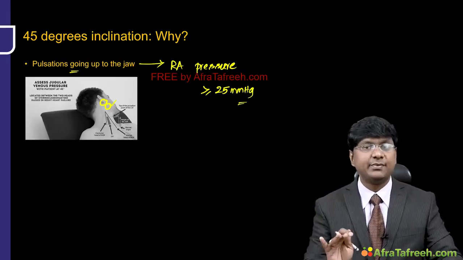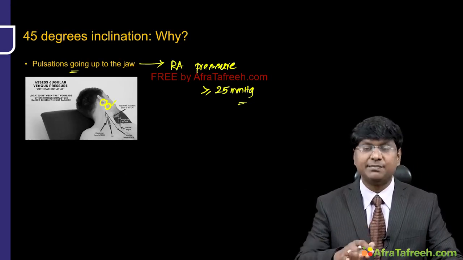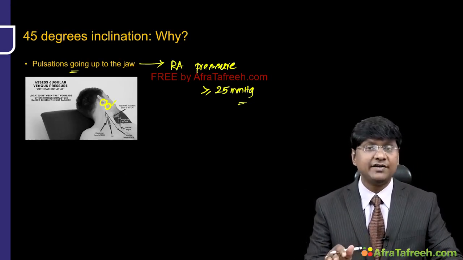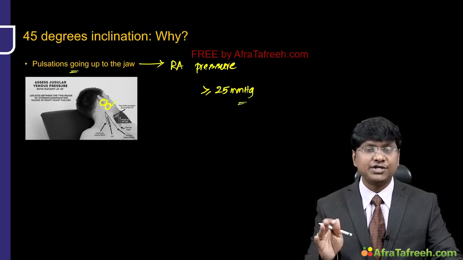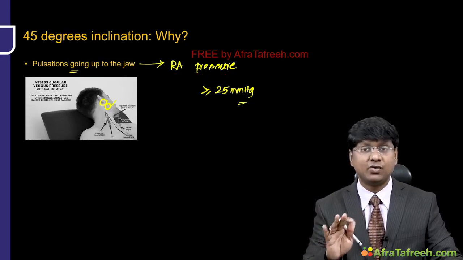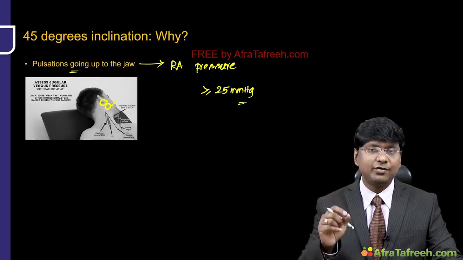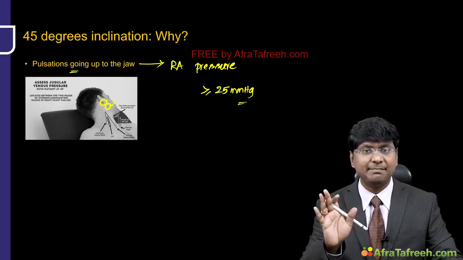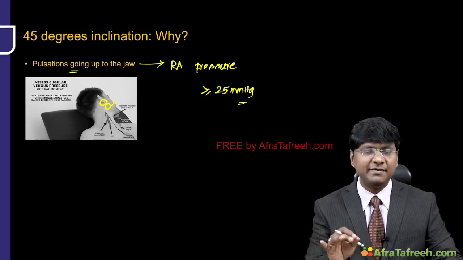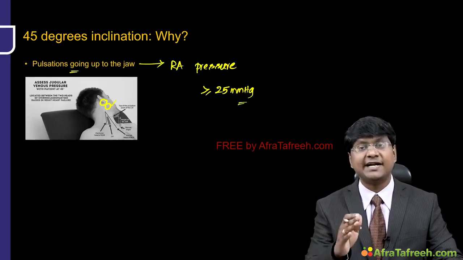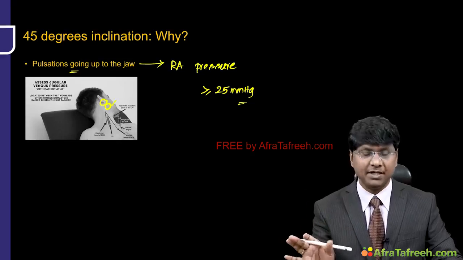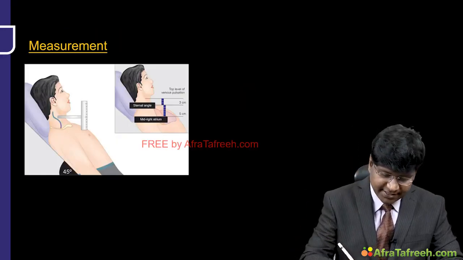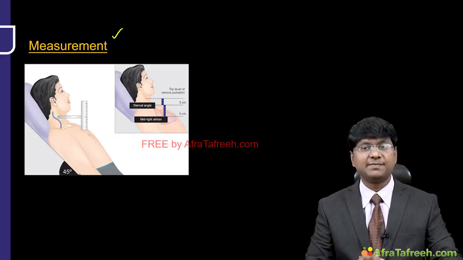So why do we take 45 degrees? Because in complete supine position, the jugular venous pulsations are variable, whereas in sitting posture, the jugular venous waveforms are collapsible. So you have to take an intermediate position, between 30 to 60 degrees. And between 30 to 60 degrees, you take a standard position, that is 45 degrees, and then you examine the JVP.